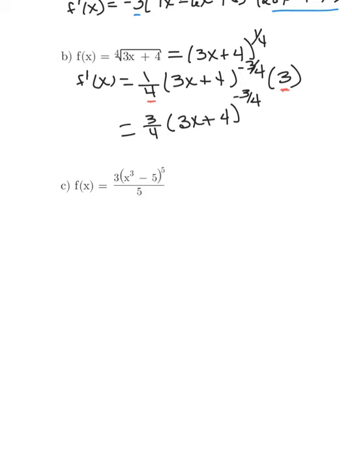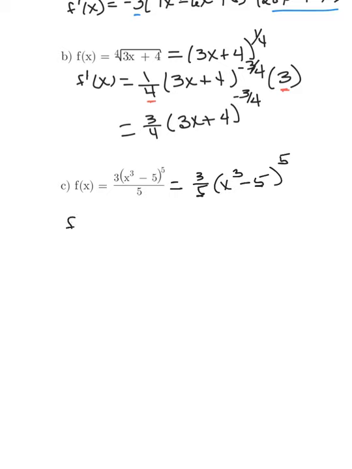On example C, we are given the function f of x equals 3 times the quantity x cubed minus 5 being raised to the 5th over 5. What you need to recognize on this problem is how it could be rewritten. This could be rewritten as 3/5 times the x cubed minus 5 to the 5th. So in this case, we do have a quantity to the power, and this time we actually have a coefficient out in front of that.